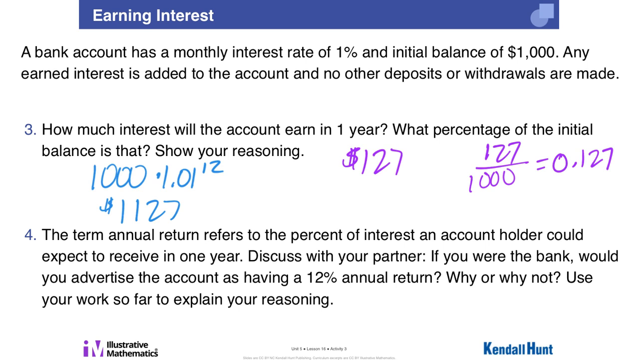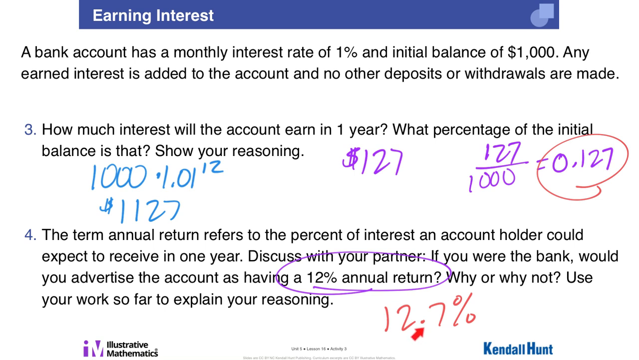So what we're seeing is that the bank said in number 4 that we have a 12% annual return. This number right here is actually closer to a 12.7% annual return, meaning that's how much it increased in 1 year. So if you were the bank, would you advertise the account as having a 12% annual return or that 12.7% annual return? People want to make more money. So if they see that you can earn a higher interest rate, that 12.7%, they're going to like that. So if you're going to advertise, you could use that 12.7% to your advantage.